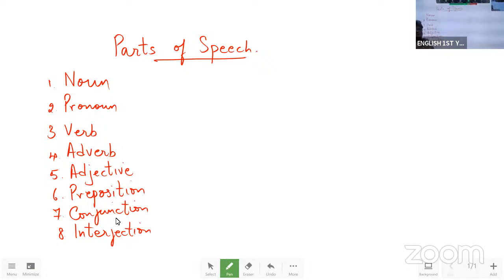Now, coming to nouns. What is a noun? Noun is a name of a person, place, animal, or thing. It is otherwise known as a naming word. Name of a person, place, animal, or thing. And there are 5 kinds of nouns. What are they? The first one is proper noun.